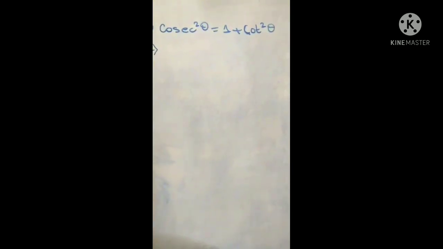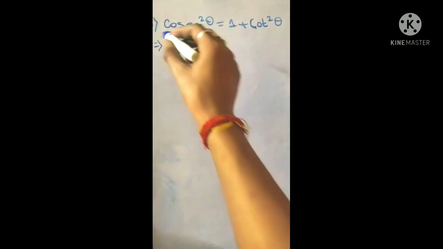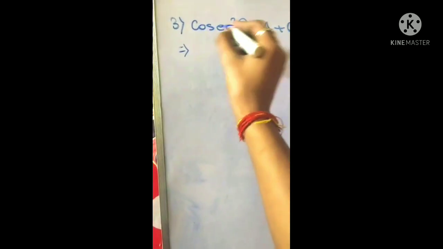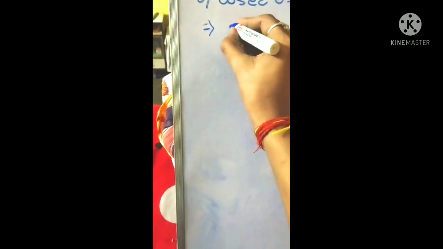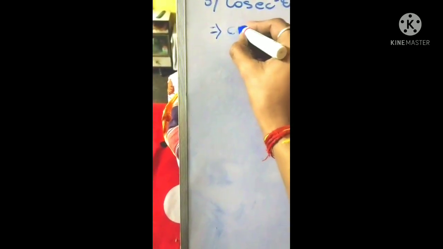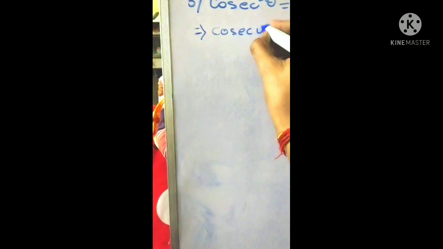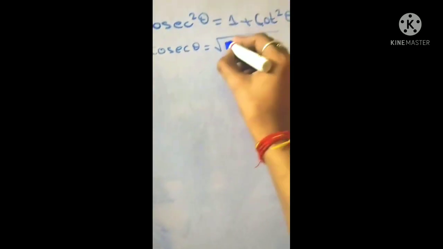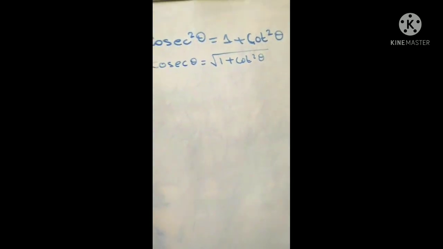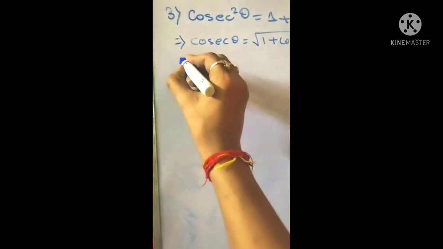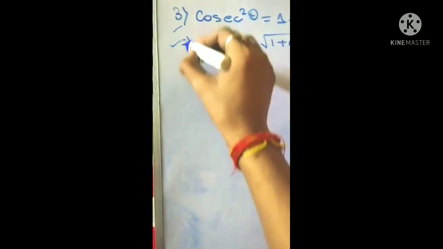Now let us see some important observations from the third trigonometric identity. Cosec square theta is equal to 1 plus cot square theta. From here we can say that cosec theta is equal to root over 1 plus cot square theta, and these are the cases of cosec theta.